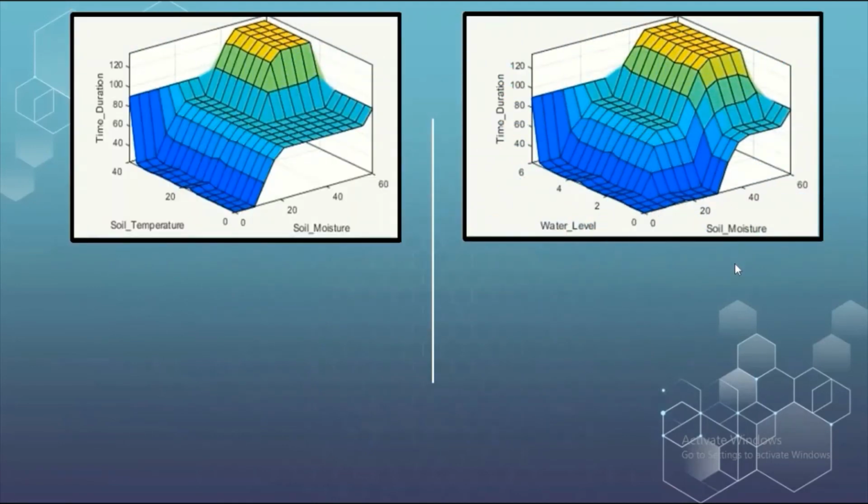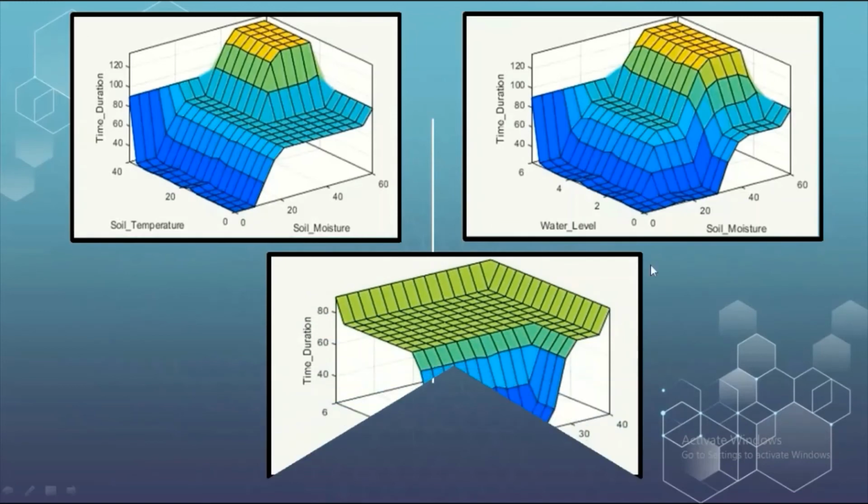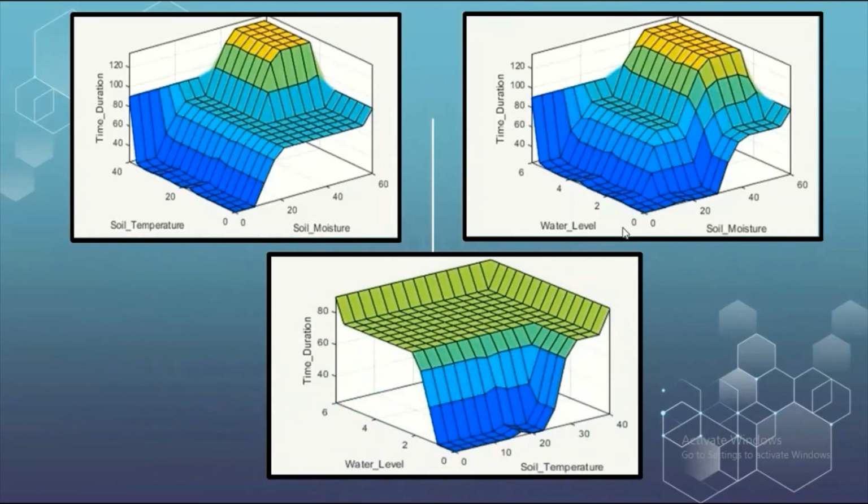Based on the 3D FIS diagram, the water level associations, soil moisture, and soil temperature are directly proportional to the output of time duration. This can be observed that when the inputs increase, the time duration also increases. If the inputs decrease, the time duration also decreases.